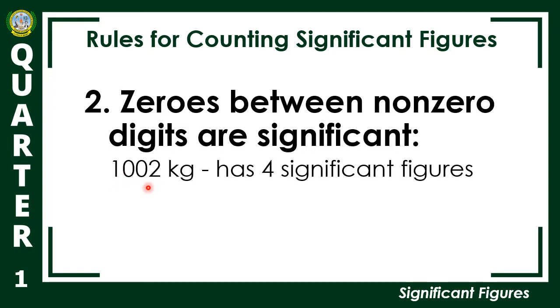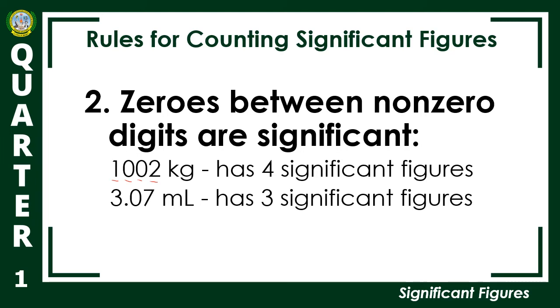Okay? So, yung 1 and 2, dahil sila ay non-zero, significant po yan. And since yung dalawang zero ay nasa gitna po, noong dalawa po nating non-zero digits, ibig sabihin, sila din po ay significant. So, 4 significant figures. Next is 3 and 7 hundredths or 3.07. So, yung 3 and 7, automatic, they are significant. And 0, since nasa gitna po siya ng 3 and 7, significant na rin po siya. So, this number or measurement, 3.07 milliliters, has 3 significant figures. Again, yung mga in-between zeros po natin ay significant.